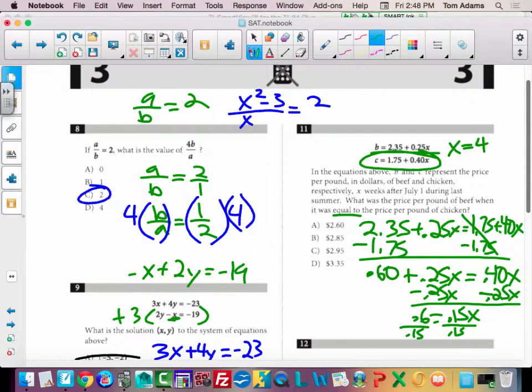You guys know where we got that from? This is like 0.6, it's like 60 over 15. So x equals 4.